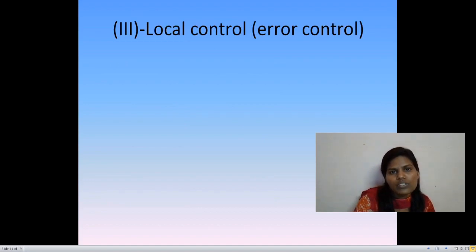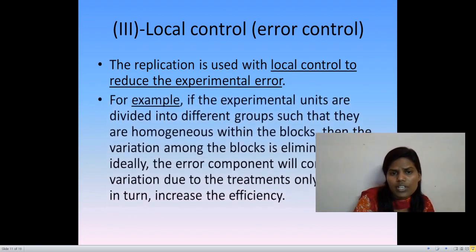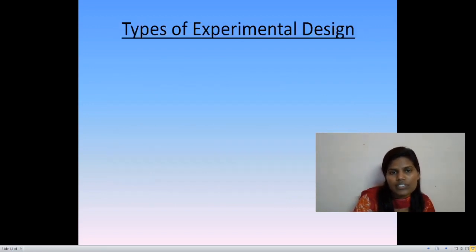The third principle is local control, also known as error control. The replication is used with local control to reduce the experimental error. For example, if the experimental units are divided into different groups such that they are homogeneous within the blocks, then the variation among the blocks is eliminated and ideally the error component will contain the variation due to treatment only. This will in turn increase the efficiency.